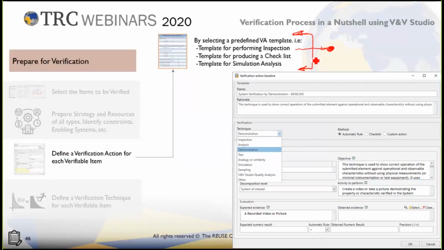You can create your own verification actions for whatever you need, for example, checklist or simulations or whatever. You get the verification action here, and then it is in the baseline part, and you can just fill in this information that is going to be instantiated later.